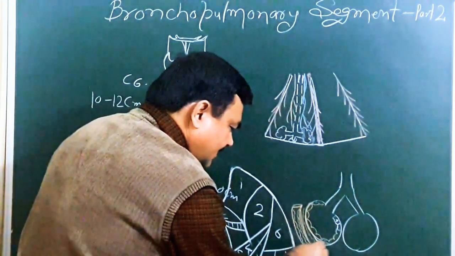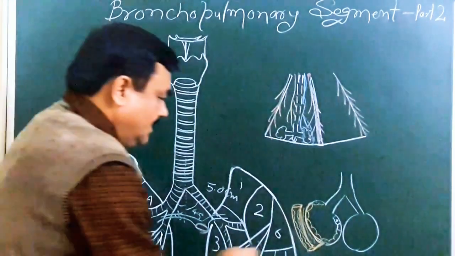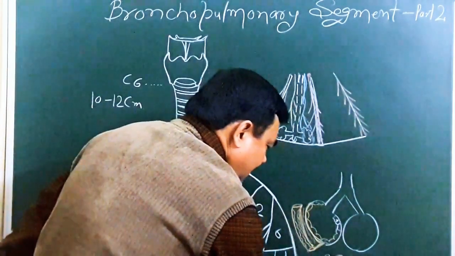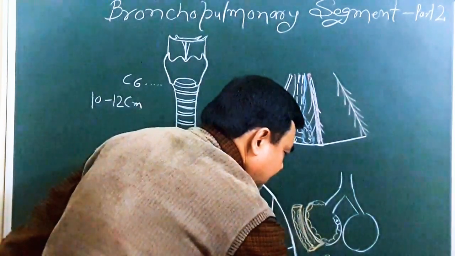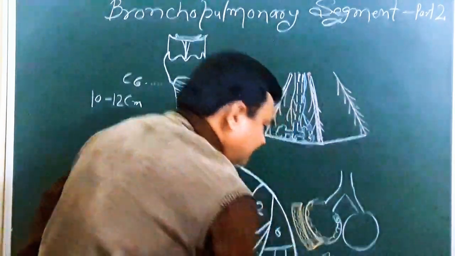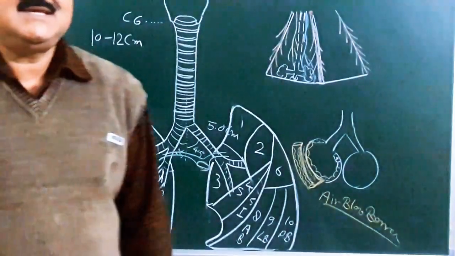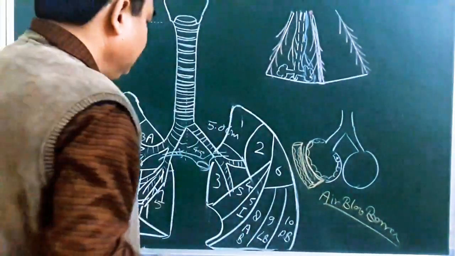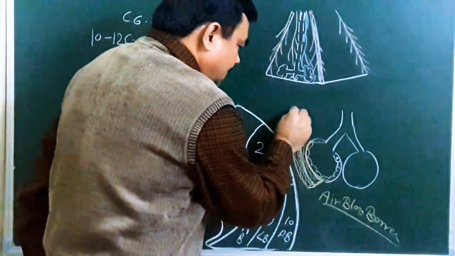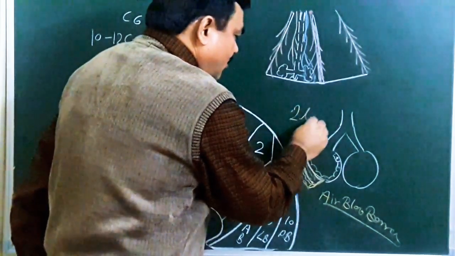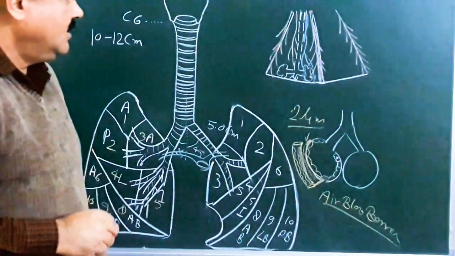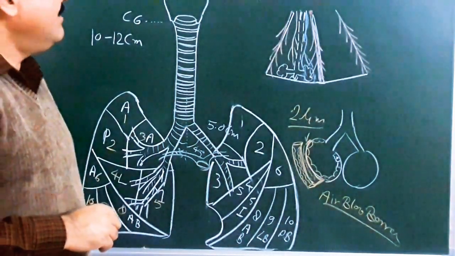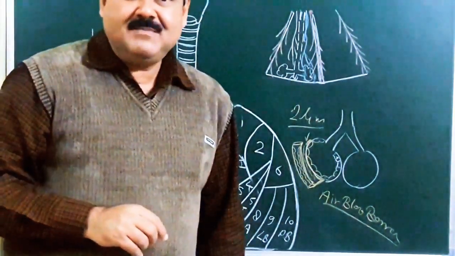This part forms the air blood barrier, through which gaseous exchange takes place, and thickness is about 0.2 micrometer. This thickness. So this is all about the bronchopulmonary segment part 2.